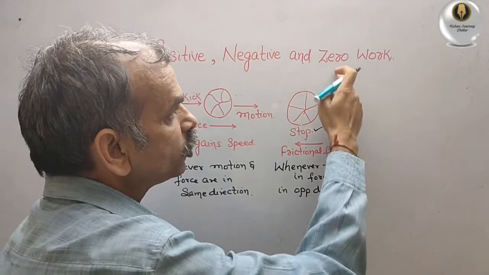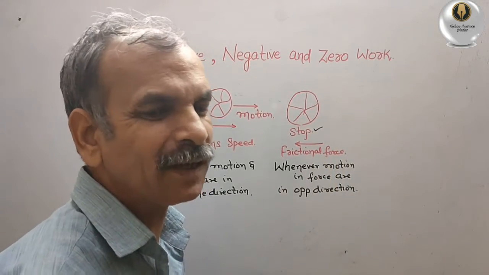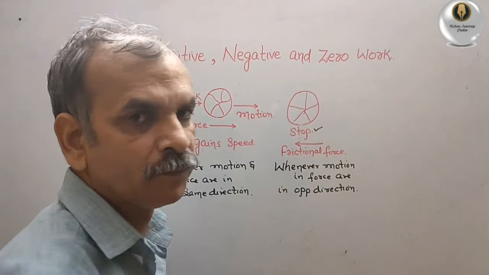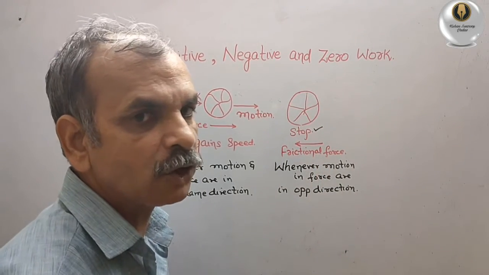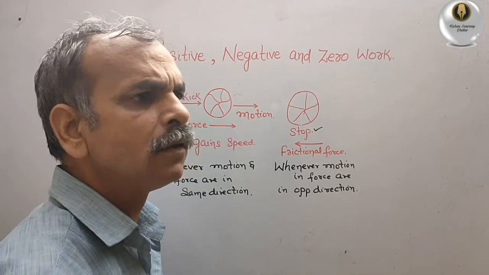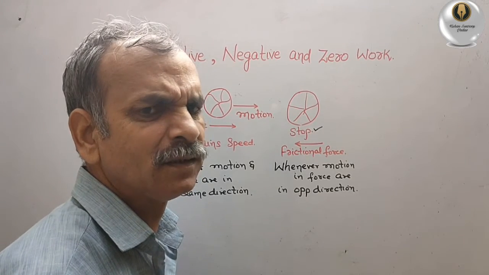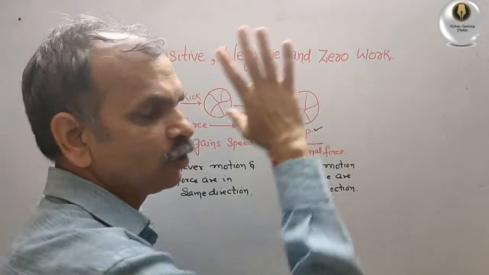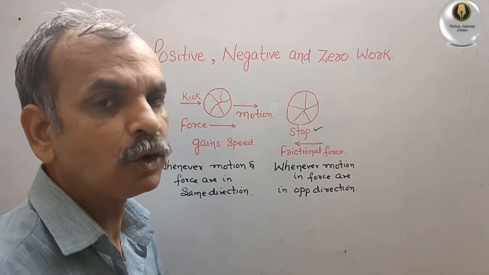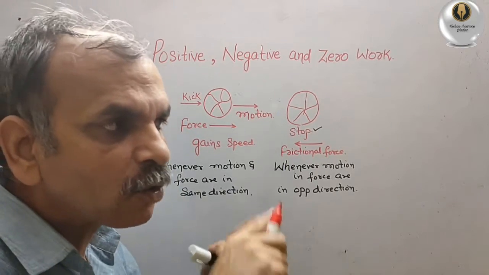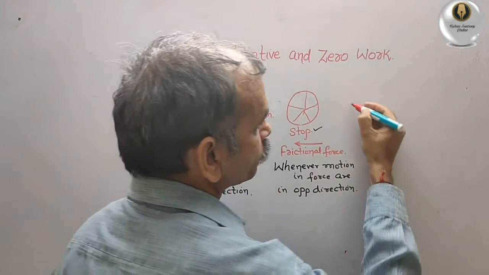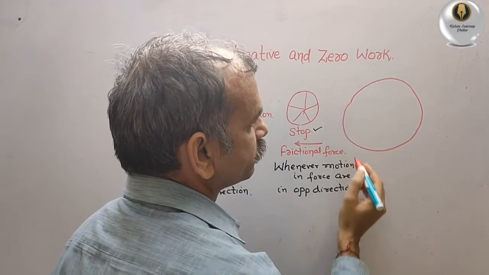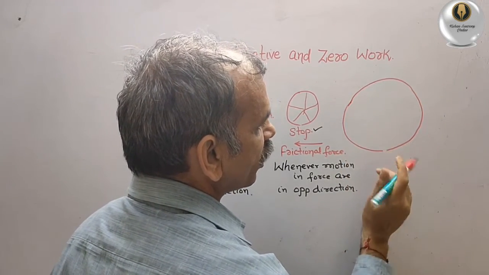Now comes to your zero work. What do you understand by your zero work? That means we have done work. We have applied everything, but work is zero. How it happens? Suppose we have a circular park. This is your circular park. And this is your gate.